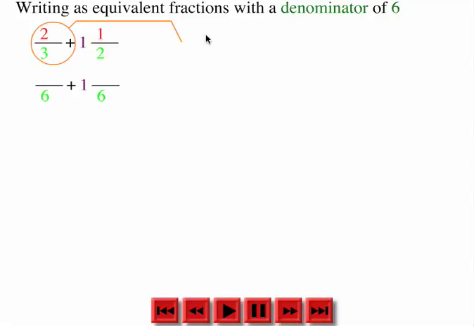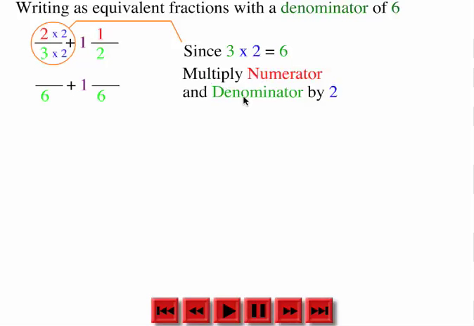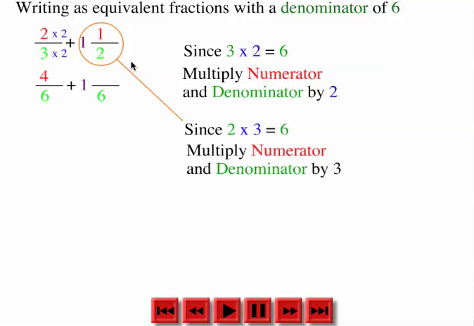Writing as equivalent fractions with a denominator of 6, since 3 times 2 is 6, we're going to multiply the numerator and denominator by 2. That gives us 4 over 6. And since 2 times 3 is 6, we're going to do the same to the 1: 1 times 3 is 3. So we have 4/6 plus 1 and 3/6, and that's that.